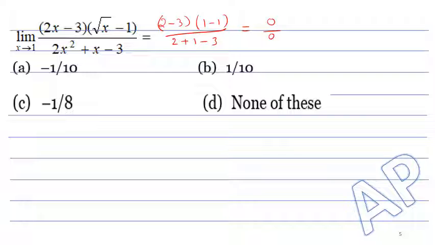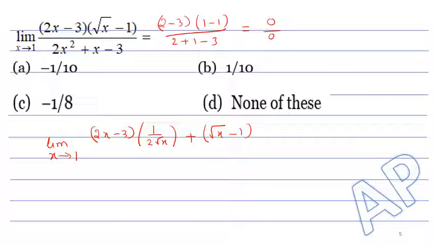So we can apply L'Hopital's rule, that is limit as x tends to 1 of, I have 2x minus 3 as first function. Derivative of root x minus 1 is 1 by 2 root x, plus second function is root x minus 1, and derivative of 2x minus 3 is 2, and derivative of 3 is 0, we need not mention. And in the denominator, when you differentiate 2x square, you will get 4x plus derivative of x is 1. When you apply the limit x equals 1, you will get (2 minus 3) into 1 by 2 root 1 plus 0 here, because root of 1 minus 1 is 0.